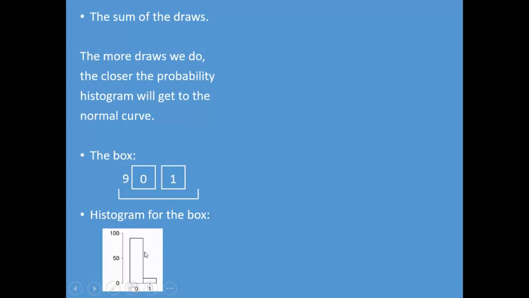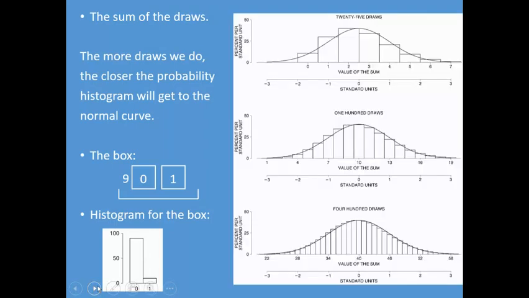This is a histogram for the box. Is it normal in any way, shape, or form? No, right? We have 90% are zeros, 10% are ones, or 9 zeros and 1 1. But even if we take the sum of the draws here, 25 draws still follows a normal curve. Isn't that crazy? So even if you took the sum of the draws, 100 draws, it just looks more normal. 400 draws. So even if the histogram of the box is not normal, the sum of the draws will be.